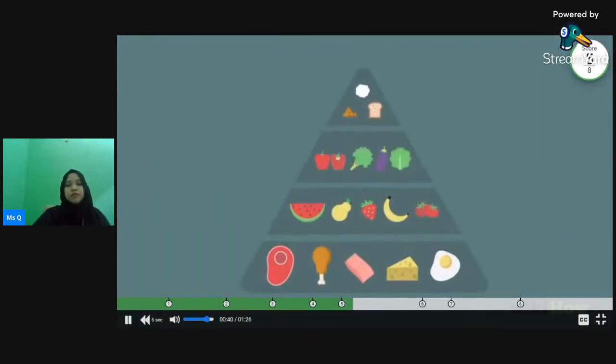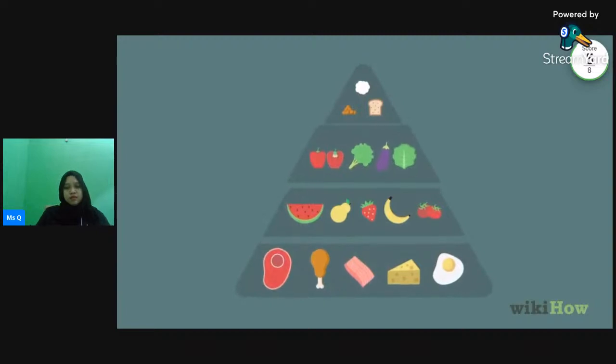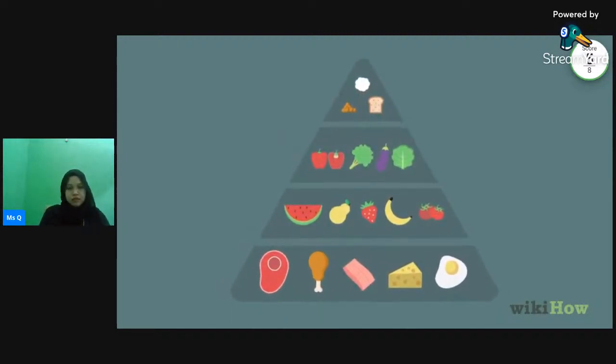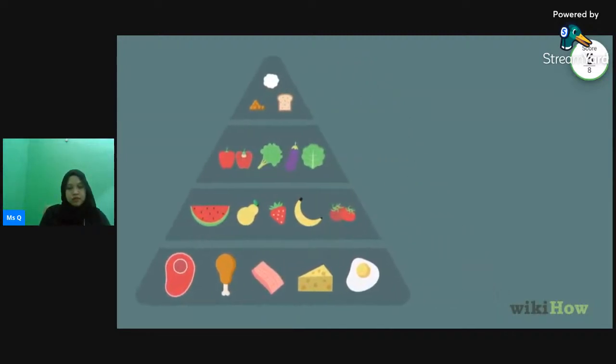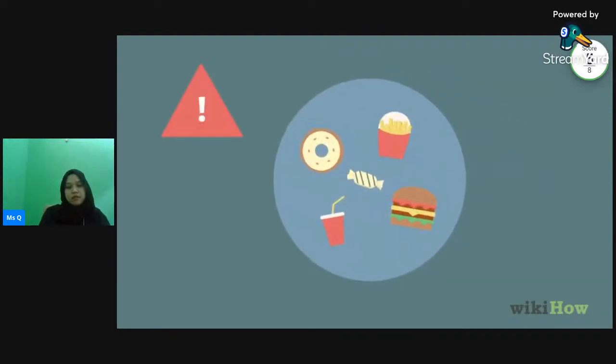Eat a balanced diet full of whole grains, vegetables, fruits, and lean proteins. Try to limit processed foods and foods that have a lot of salt and simple sugars.